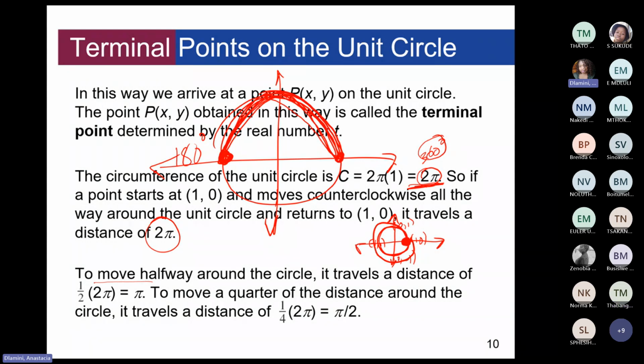Now to move a quarter of the distance, meaning if you move a quarter of 360, what is it?